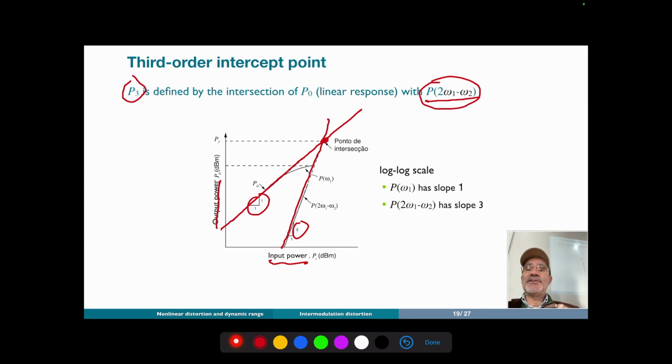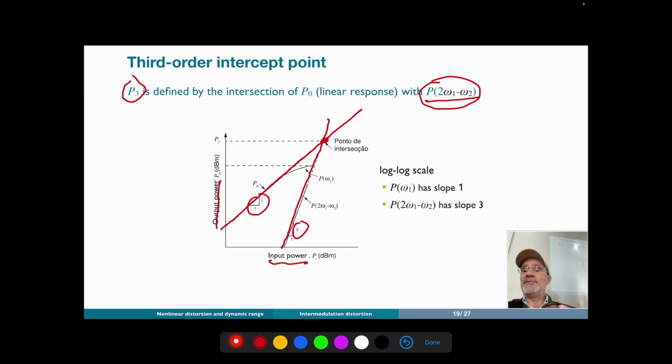And this third-order intersect point is maybe used as a measure of the distortion introduced by the amplifier. If the amplifier introduces low distortion, if it is a low distortion amplifier, will the third order intersect point be higher or lower? What do you think? Could you please repeat the question? The third order intersect point defines the distortion of the amplifier.